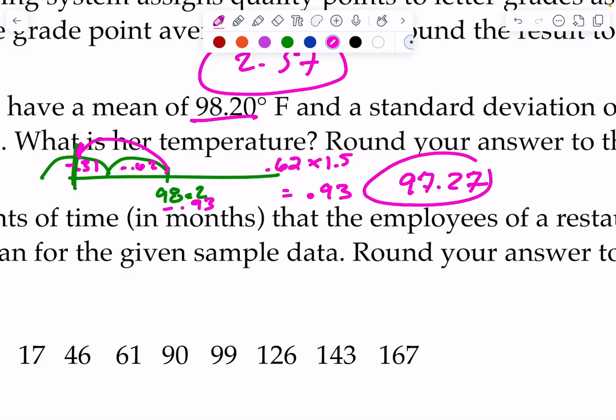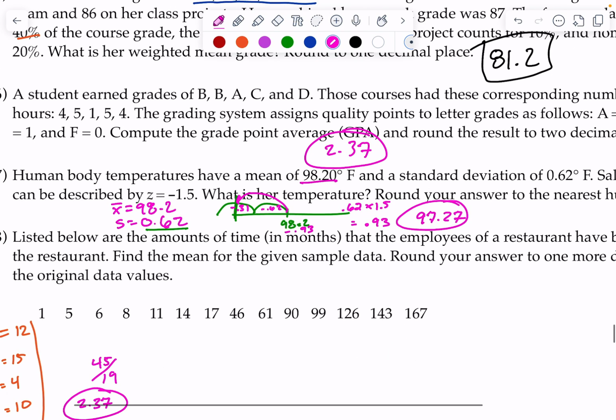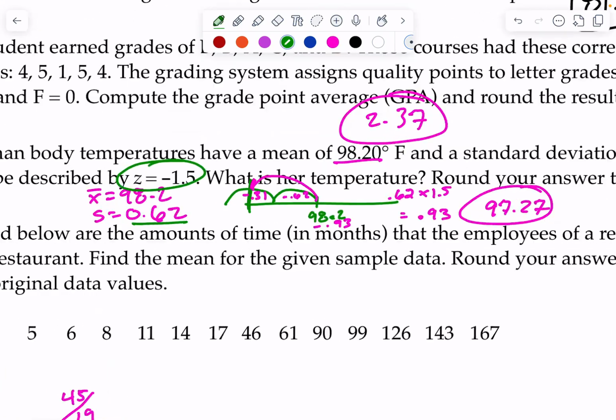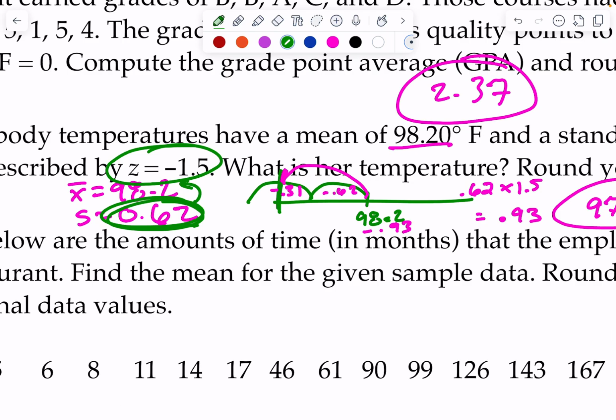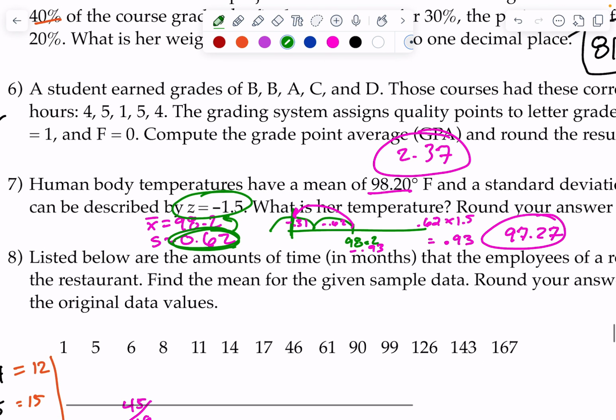97.27, okay? So the kicker there was that you need to know that z-score means how many units of standard deviation you are, right? So negative 1.5 is 1.5 of these lower than this, right? So you're just going to multiply by 1.5 and subtract it, right?